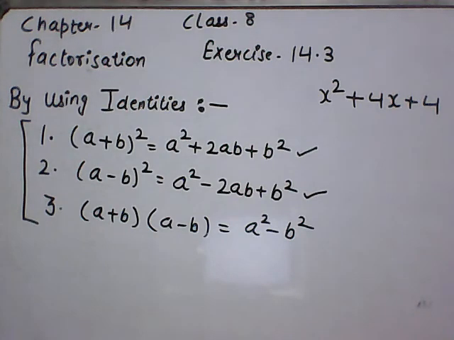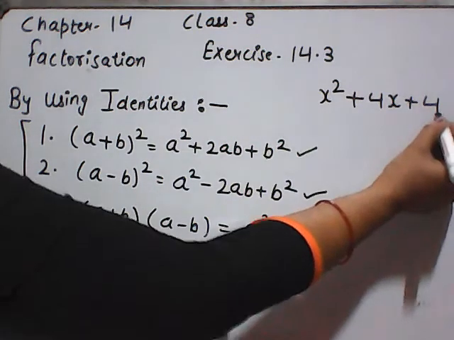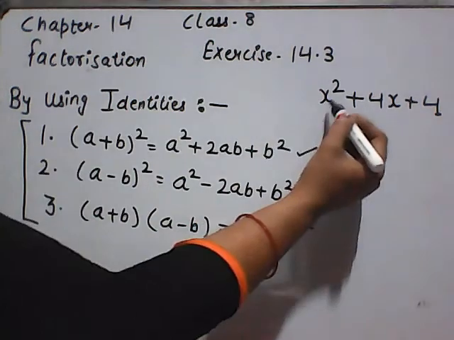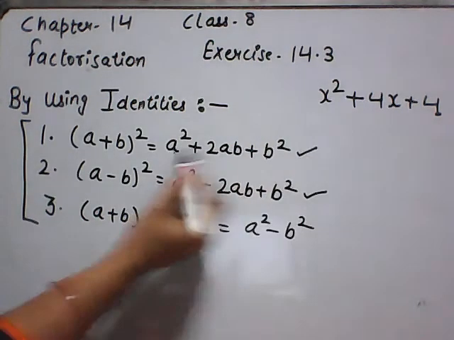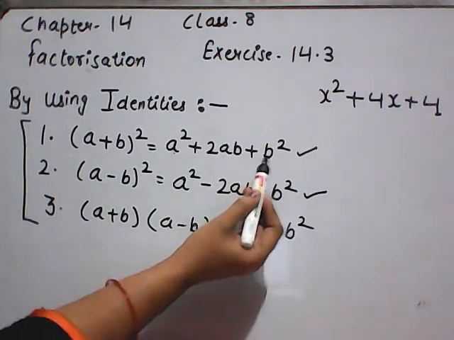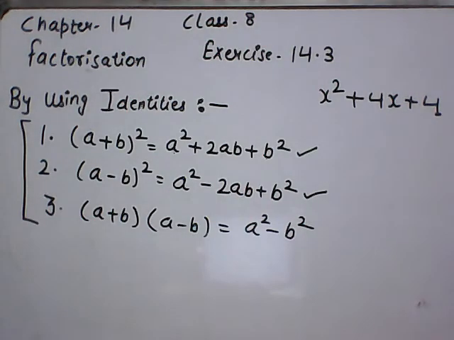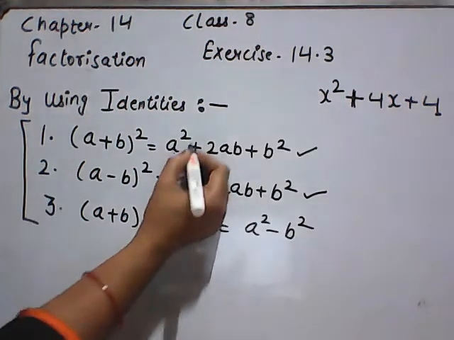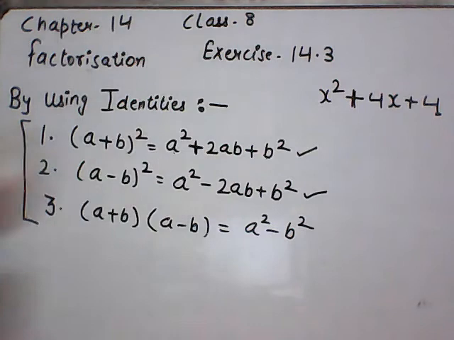Now, the third term here is 4. 4 can be written as a perfect square, the square of 2. So, 4 can be written as 2 square. The first term is a perfect square, a square. The third term is a perfect square, b square. And these two terms are perfect squares with a positive sign before the middle term. What is the sign of the middle term? Positive. So, the first identity fits this expression.